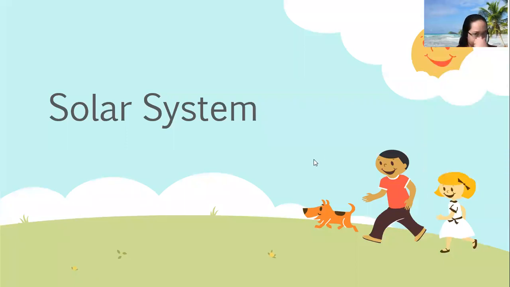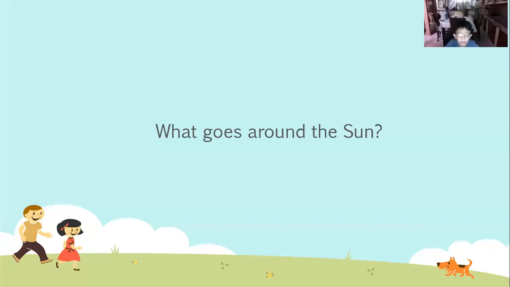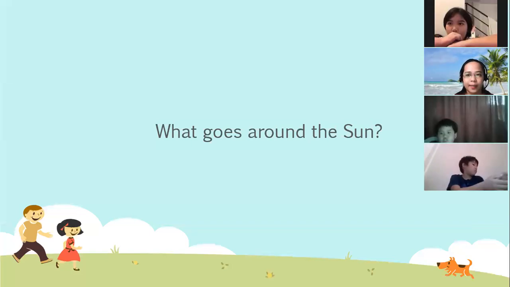So today our topic is about the solar system. Have you ever wondered about the solar system? Like what's really up there, right? Our solar system is like a big circle. So what goes around the sun? Do you have any idea what goes around the sun?